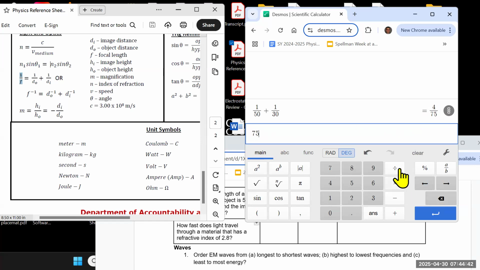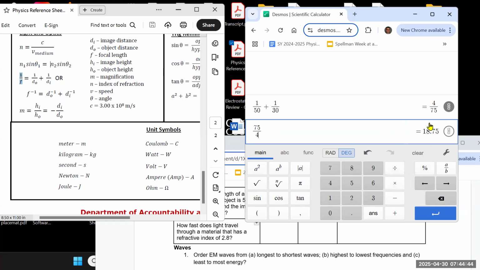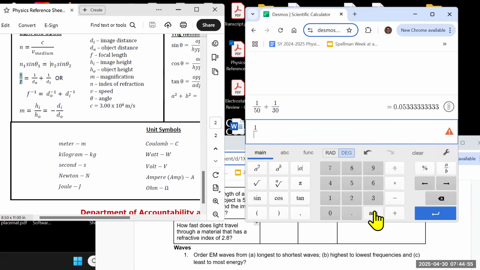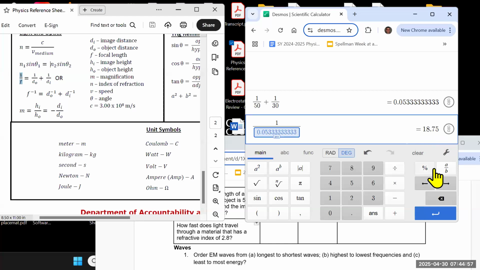So here's one way. I could do 75 divided by 4, and I get 18.75. That's fine. Or if you've got this number right here, another way you can do it is just simply say, all right, I'm going to put 1 over that number, and you can hit the answer button, and it's also going to give you 18.75. So a couple of different ways you can use your Desmos calculator to be able to do that.